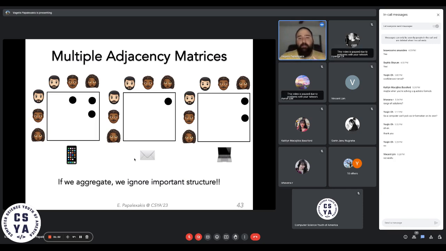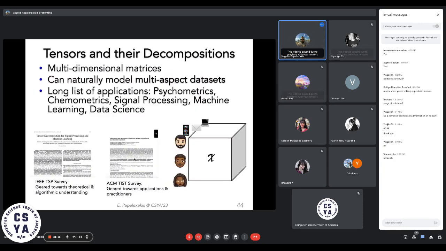And so how do we not ignore the important structure? Well, the answer, my personal favorite answer, which has been the work of my lab for the last X years, is what we call a tensor and tensor decomposition. And this is quite an advanced topic, but it doesn't need to be intimidating.